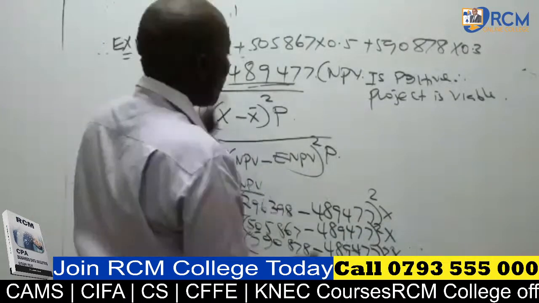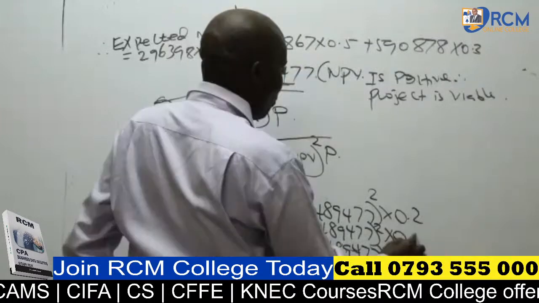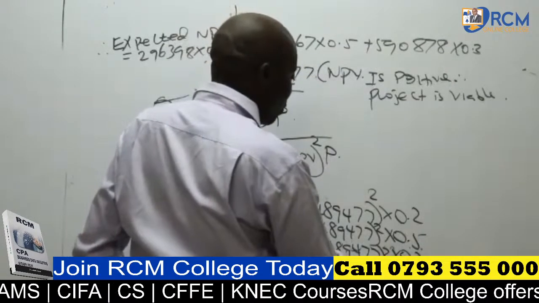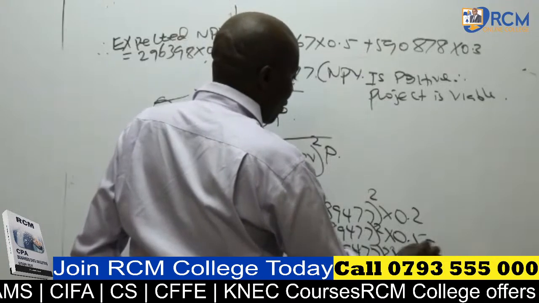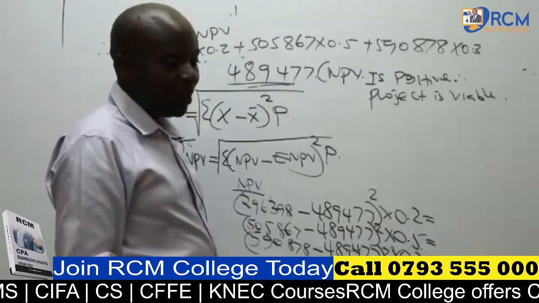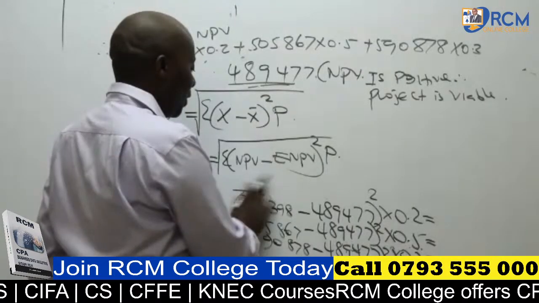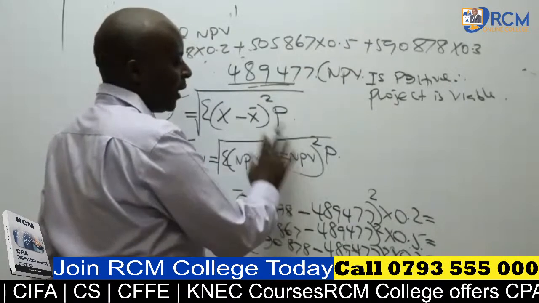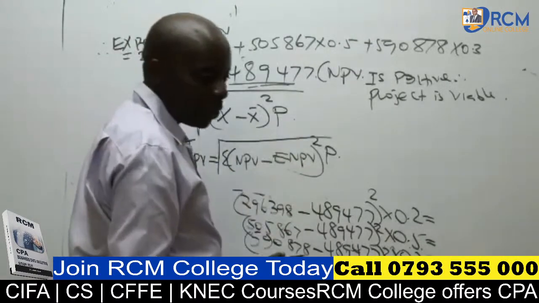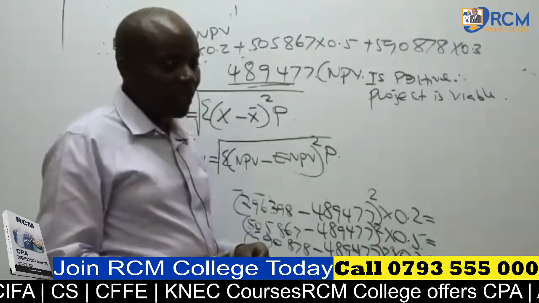The first one's probability here is 0.2. The second one's probability is 0.5. The third one's probability is 0.3. So could you kindly give me these humongous numbers? Remember, it's NPV. I'm simply using this formula, NPV minus ENPV. And then I square, times probabilities, big numbers times probabilities. It doesn't matter really.